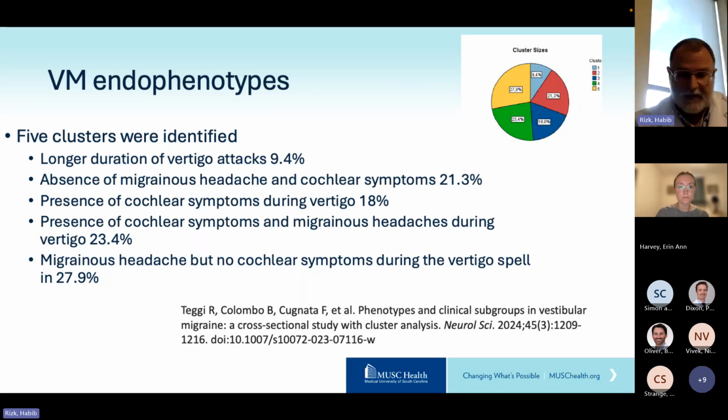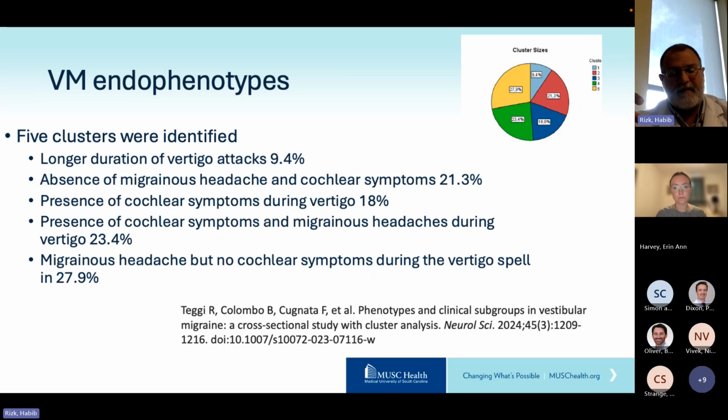And more recently, earlier this year, the same group published a paper on vestibular migraine endophenotypes, where 5 clusters were identified. One had a longer duration of vertigo attack. Another one, 21% of the patients reviewed, had absence of migraine headaches and cochlear symptoms. So they fulfilled the Barany criteria based on the other criteria: photophobia, phonophobia, visual aura. 18% of patients had cochlear symptoms, including fullness, tinnitus, and subjective hearing loss during their vertigo attack. And 23% had presence of cochlear symptoms and migraine headaches during their vertigo attack.